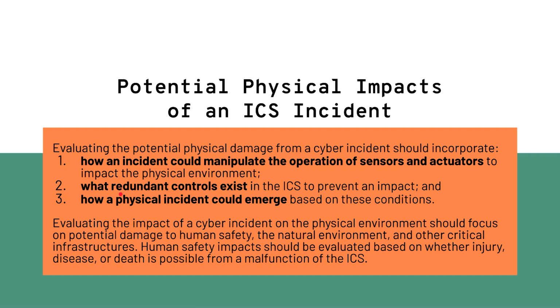Second is understanding redundancy. Because of safety, there are very often redundant controls. This is another thing we need to understand in the ICS risk assessment, and to include in the risk assessment what the controls are and how a physical incident can emerge based on these conditions. So the condition is, given redundant controls, can we still have a severe effect of the cyber on the physical world?